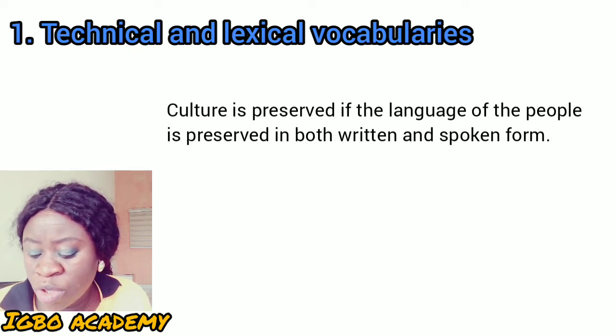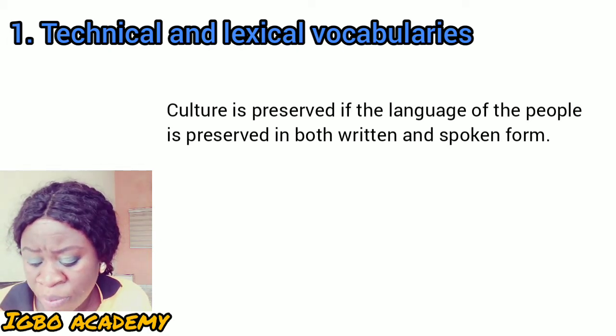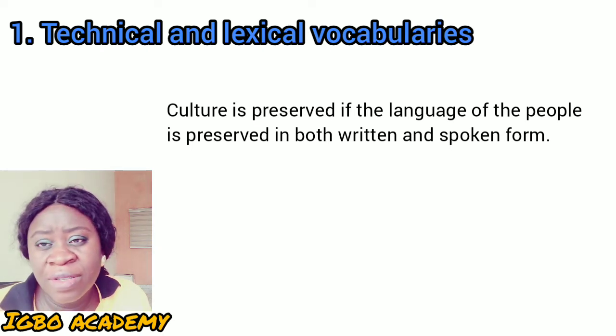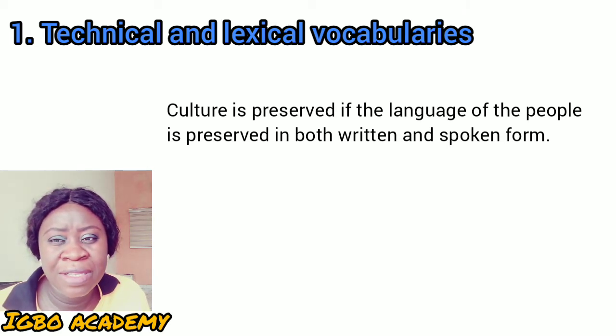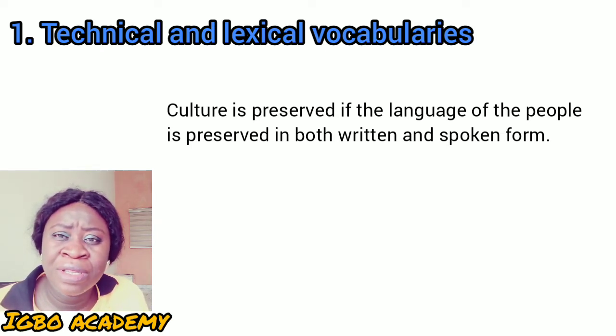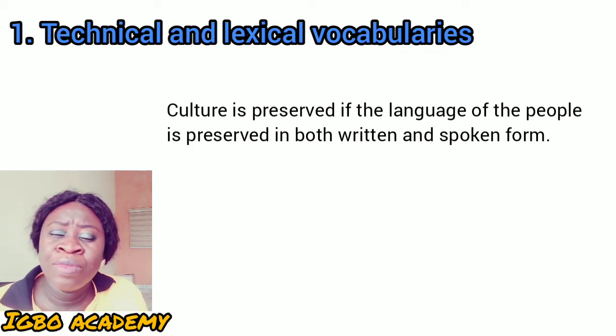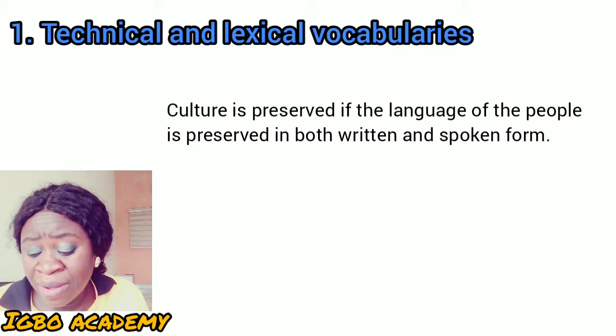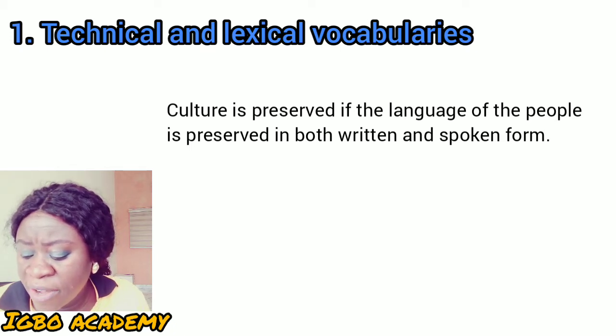To produce books on these fields, it is necessary to produce technical vocabularies in Igbo. This implies fashioning Igbo terminologies for their foreign counterparts. So all those foreign words have to have a counterpart in Igbo language for you to preserve the culture. If someone asks you what this is in Igbo, you can't say there's no word for something like this in Igbo. Because you want to preserve the Igbo culture and the Igbo language, you have to preserve the language too.